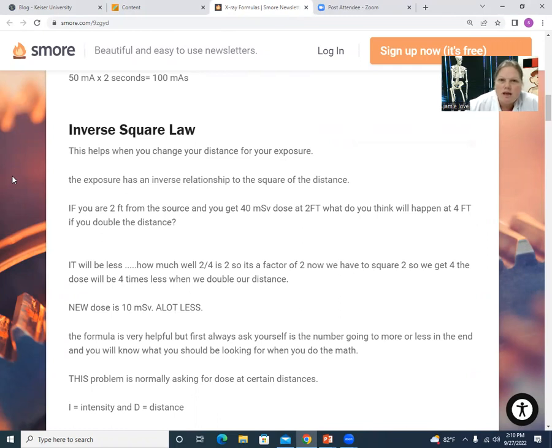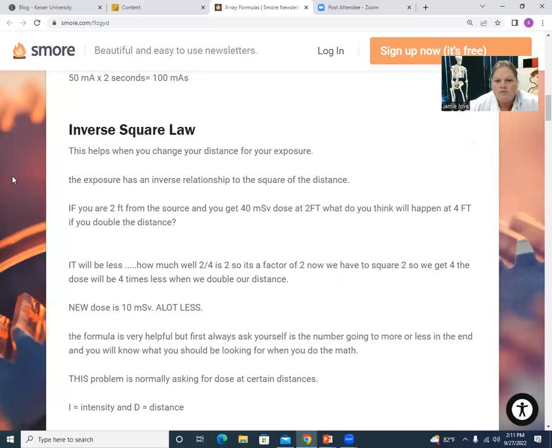Well, the inverse square law states in the definition that if you increase your distance, the exposure, the intensity, is going to decrease by a factor of the square of the distance. So you can write that as intensity 1 over intensity 2 is equal to distance 2 over distance 1 squared. You can flip those around as long as they're inverse. It's going to work out for the math formula. So we're going to put 2 over 4. We're going from 2 feet to 4 feet.